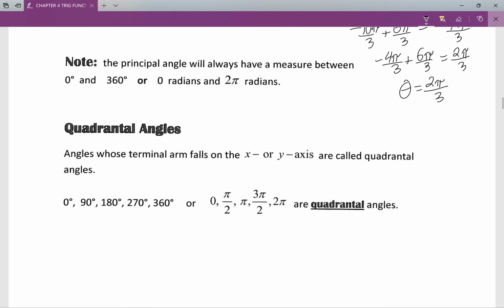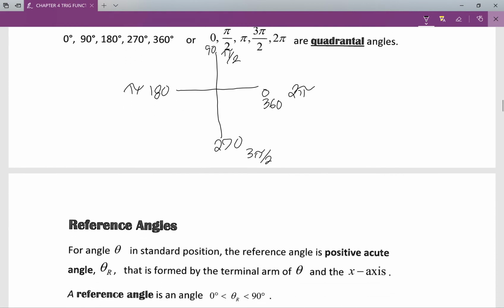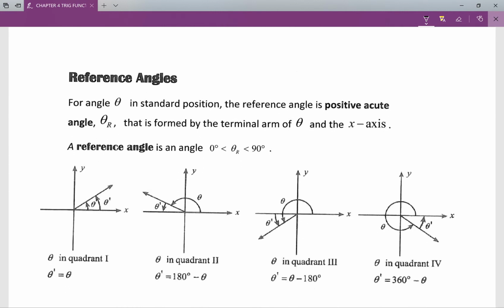Now the quadrantal angles, those are angles whose terminal arm falls on the x and y axis. So this is just if I set the axes up like we had before, 0, 90, 180, 270, and 360, or subsequently 0, pi by 2, pi, 3 pi by 2, and 2 pi. We're going to quickly move on here, just because this video hasn't been too long.